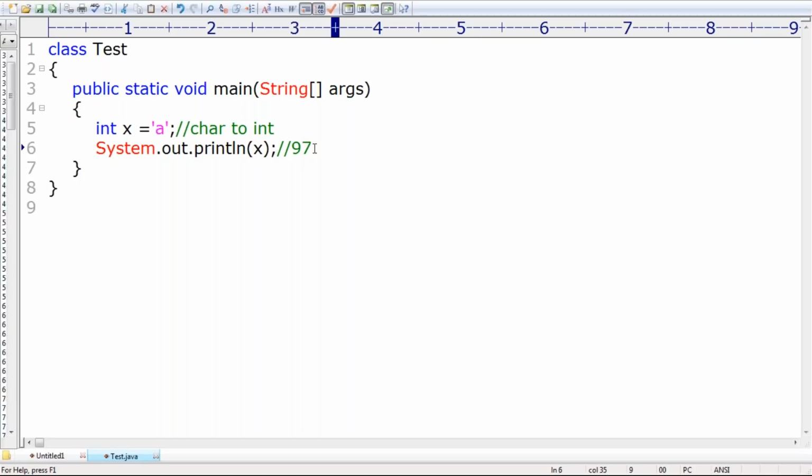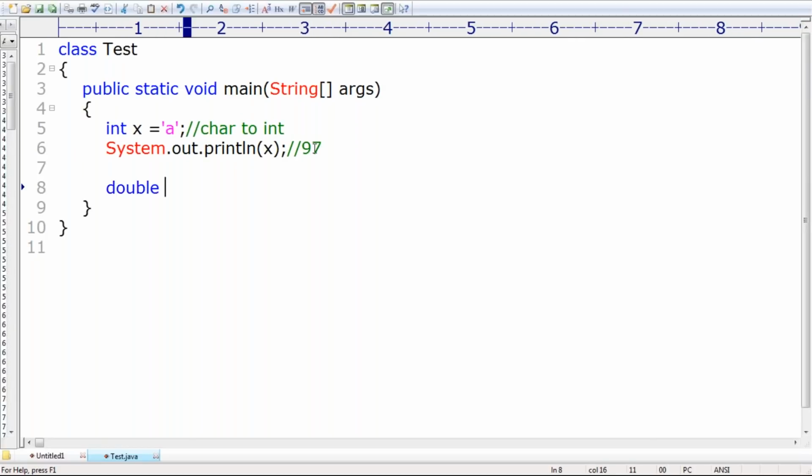If you want, just have a look once. double d = 10, I'm taking. System.out.println of d. Can you please tell what output we are going to get by default? We are going to get 10.0. Actually, I provided 10, but the output is 10.0 because someone converted my int value to double. Who is that? The compiler.